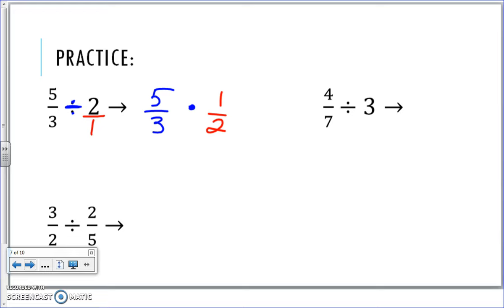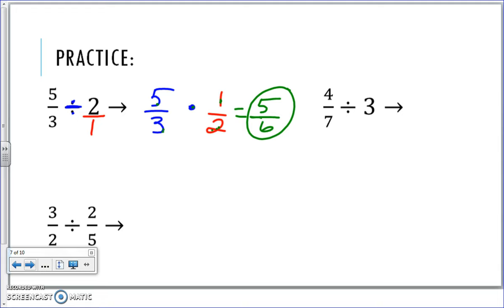So what I can do is look for reducing. 5 and 3, they don't reduce. 1 and 2, they don't reduce. 5 and 2 don't reduce. 1 and 3 don't reduce. All that's left to do is multiply straight across. 5 times 1 is 5. 3 times 2, 6. My quotient is 5/6. What's left over after my division.